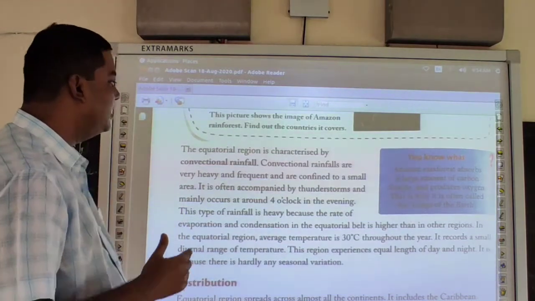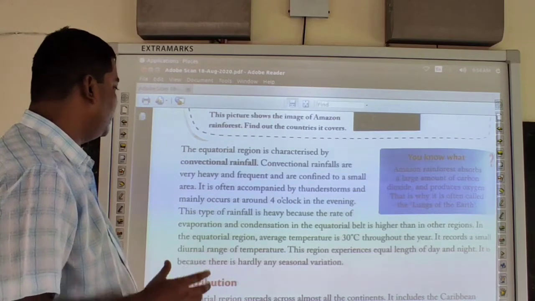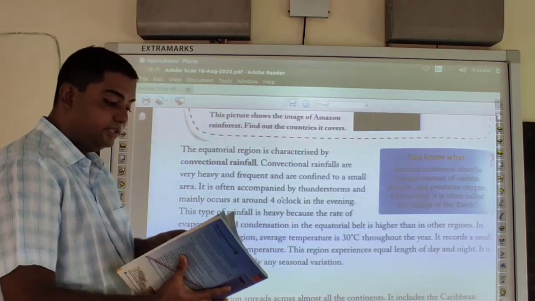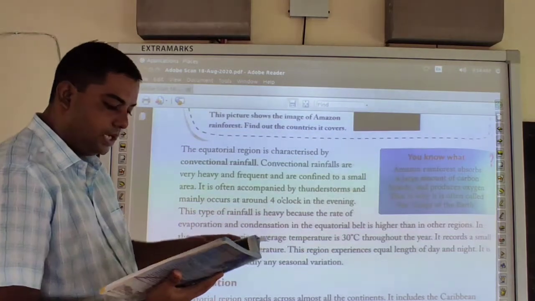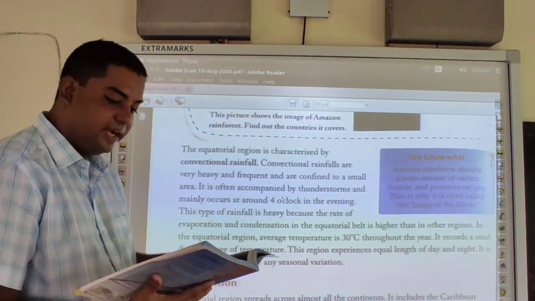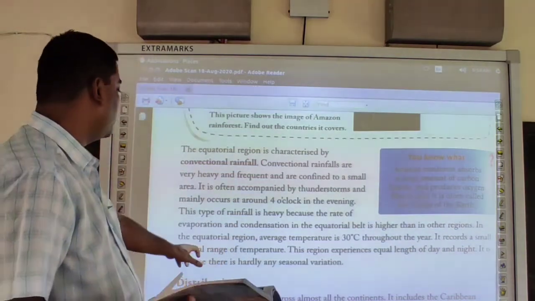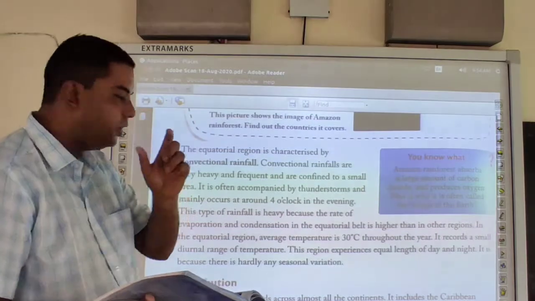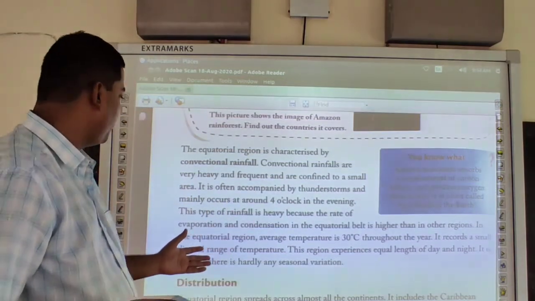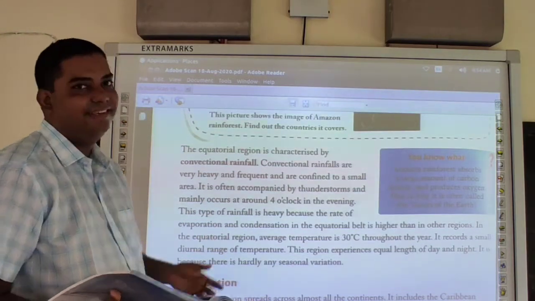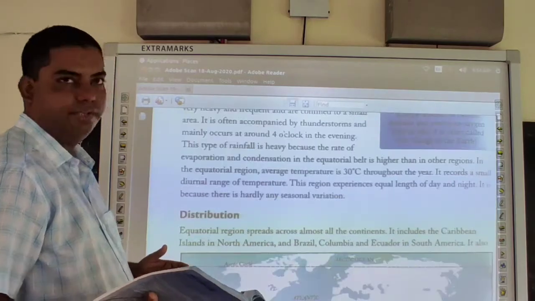In the equatorial region, average temperature is around 30 degrees throughout the year. It records a small diurnal range of temperature. Now what do you mean by diurnal range of temperature? Diurnal range of temperature is the difference between the daily maximum and minimum temperature. So it records a very small diurnal range of temperature. And this region experiences equal lengths of day and night. It is because there is hardly any season variation. So there is not much season variation when it comes to the equatorial region.